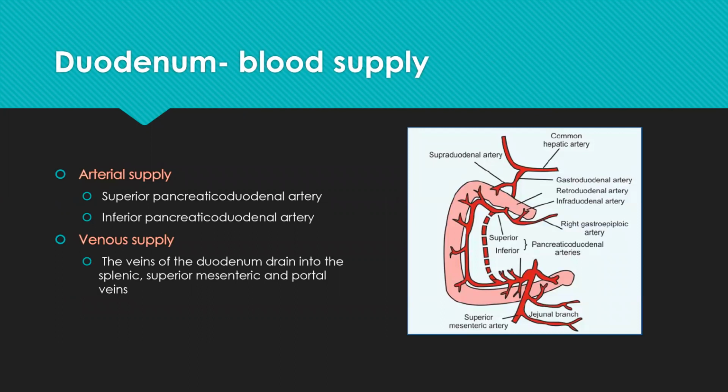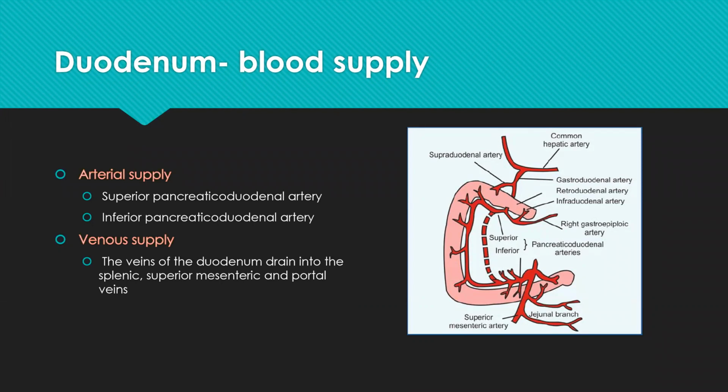As for the duodenum's blood supply, the arterial supply mainly comes from two arteries, the superior pancreaticoduodenal artery and the inferior pancreaticoduodenal artery, which supply blood to this region. For the venous supply, the veins of the duodenum drain into the splenic, superior mesenteric, and portal veins. Clear?